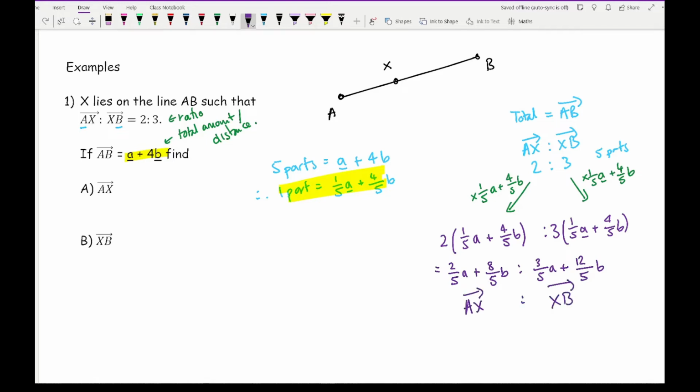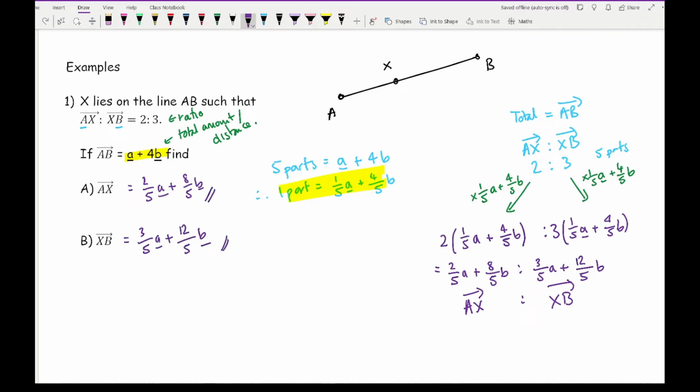So here, going back to the question, the answer is going to be 2/5 of A plus 8/5 of B, and X to B is going to be 3/5 of A plus 12/5 of B. And there is my answer.